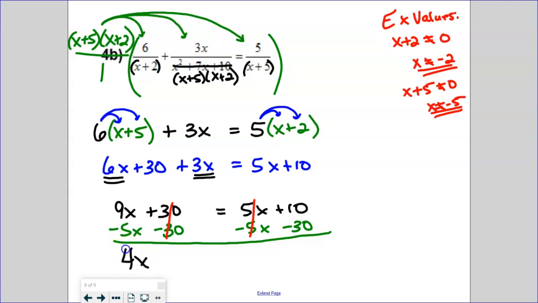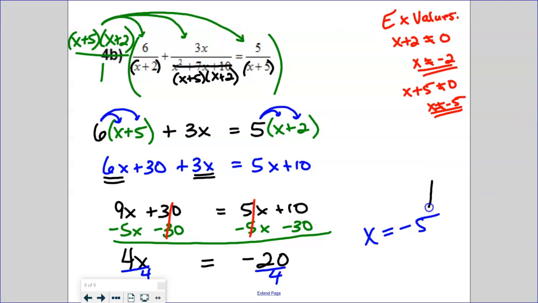All right, so we have a 4x equals negative 20 way over here. And then I'm dividing both sides by 4. And I get x equals negative 5. And I'm so happy to be done. I'm really likely to just circle this and move on.